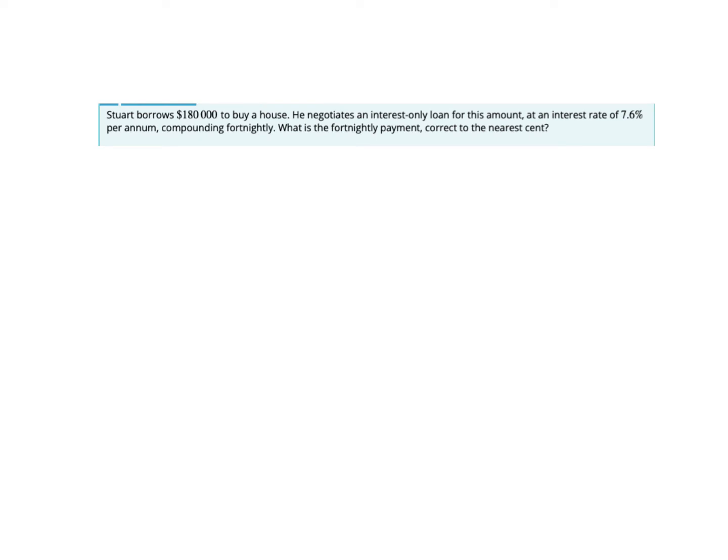Okay, so here's another example we'll go through. So Stuart borrows $180,000 to buy a house. So this is my PV and he's borrowing, so that'll be positive. He negotiates an interest-only loan. So really important, we're seeing that. So we know that interest-only, that tells us that PV equals negative FV. So we know that. Okay, for this amount.